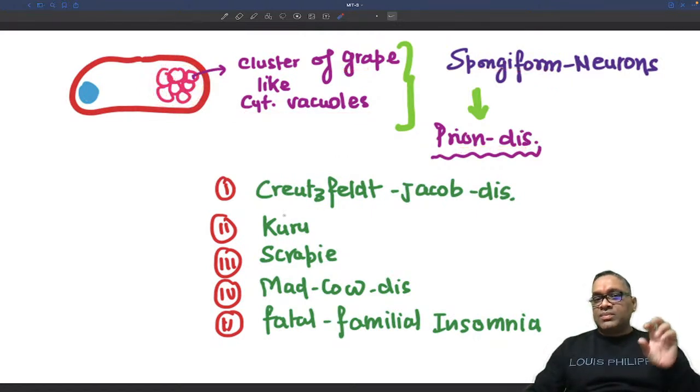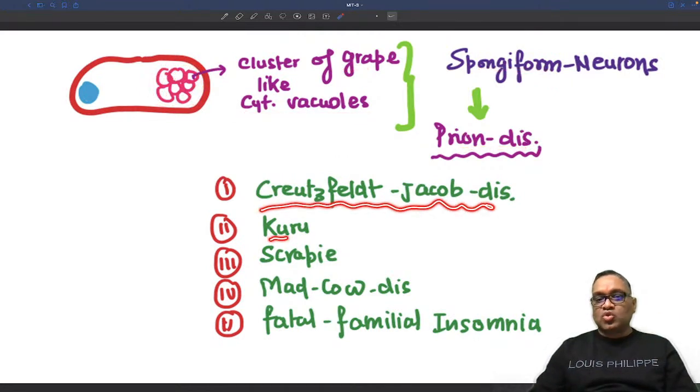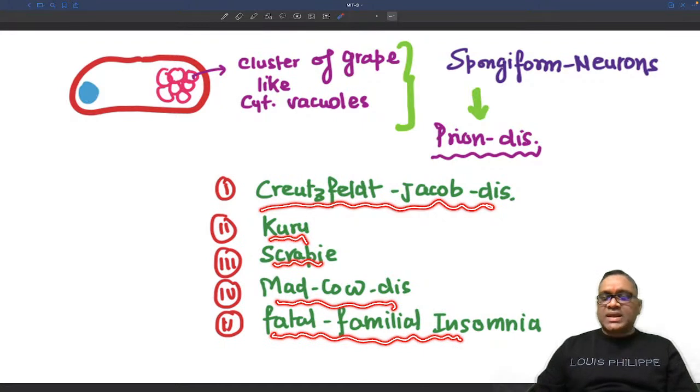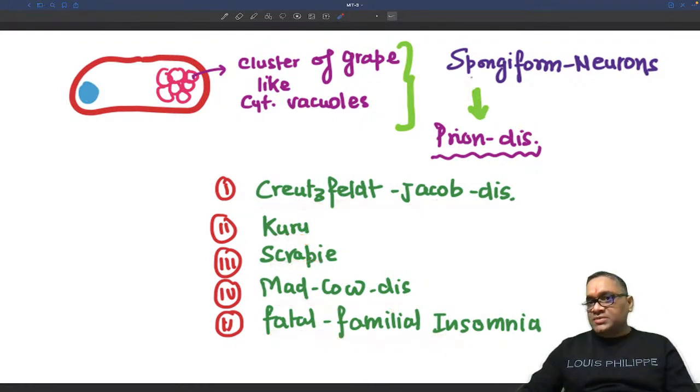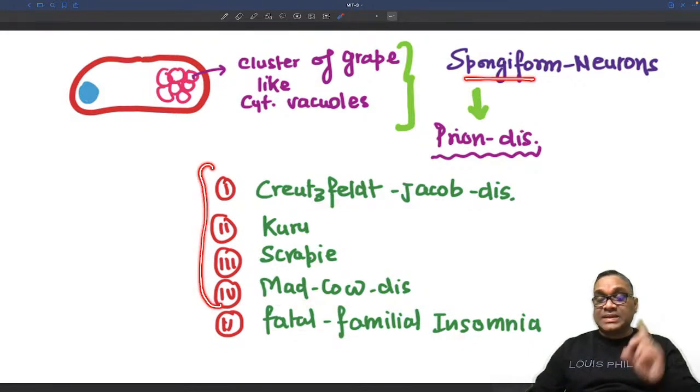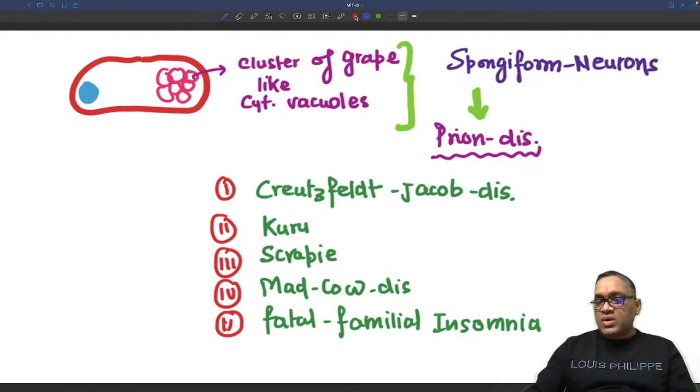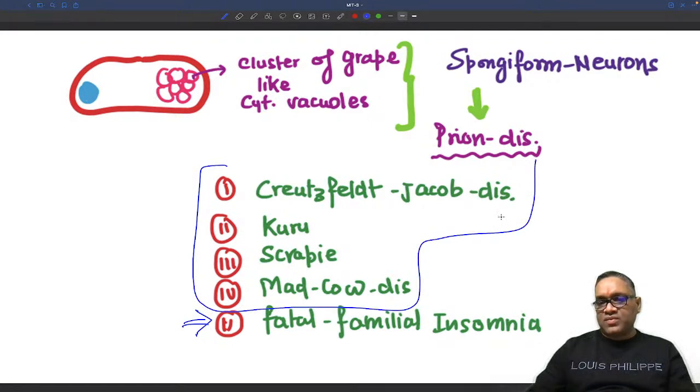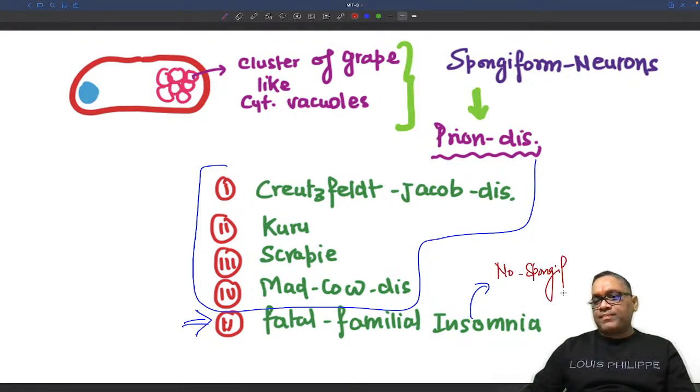So now you can understand which are the prion diseases. As I said, Creutzfeldt-Jakob disease, Kuru, Scrapie, mad cow disease, fatal familial insomnia. These are examples of prion disease. What we have to understand is that spongiform neuron will be seen in all of them except one. It is very, very important and crucial to understand that spongiform neurons are never seen in fatal familial insomnia. In fatal familial insomnia, there will be no spongiform neurons, right?